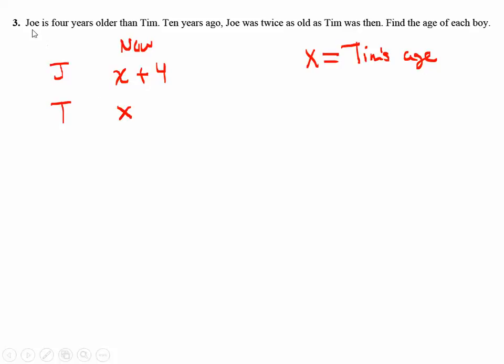Okay, so we've got the first sentence all taken care of. We've got the relationship between them now. It says 10 years ago, Joe was twice as old as Tim was then. Okay, so let's go backwards then. 10 years ago.